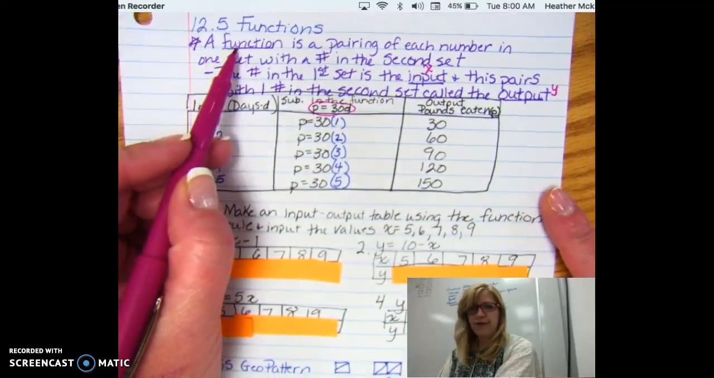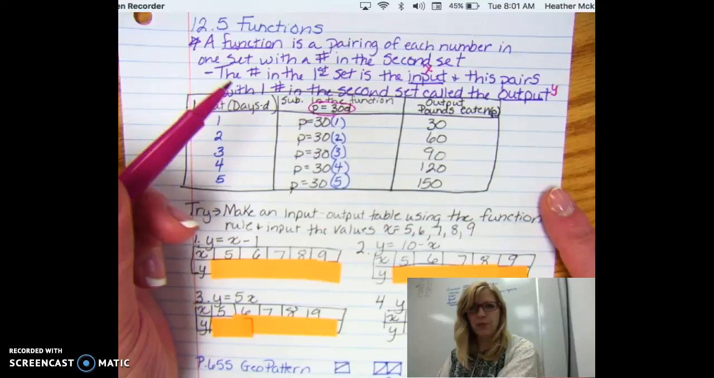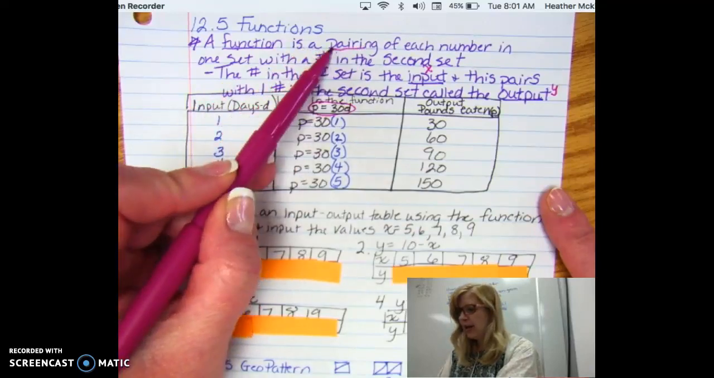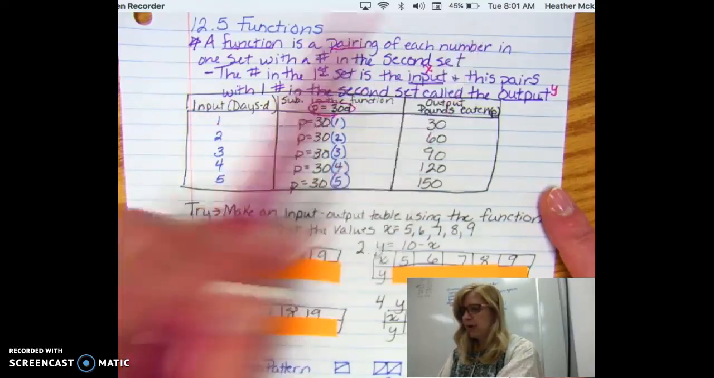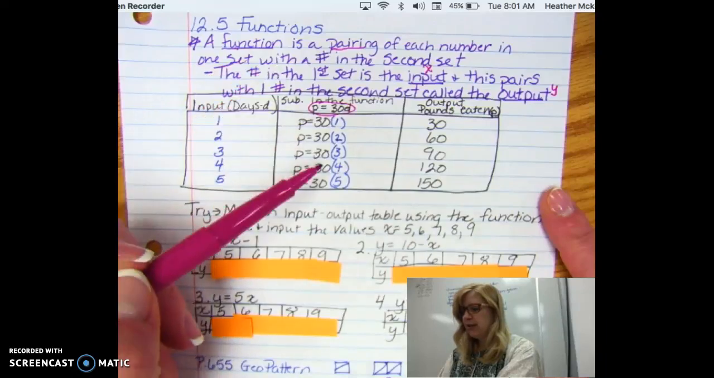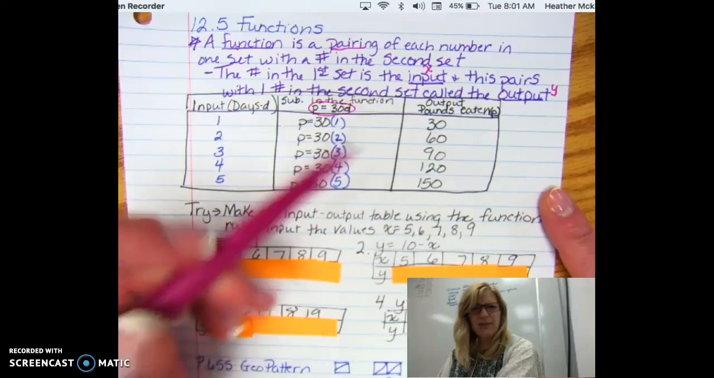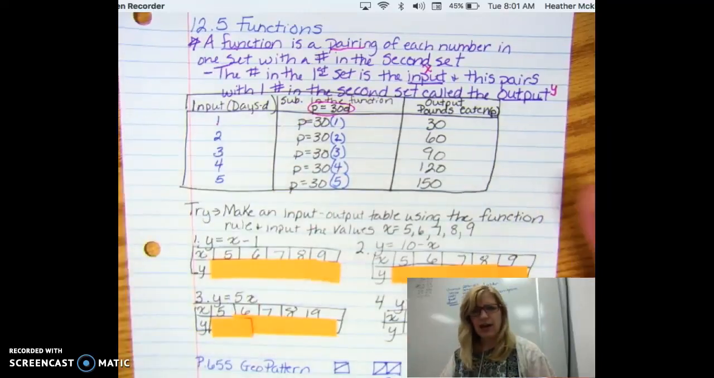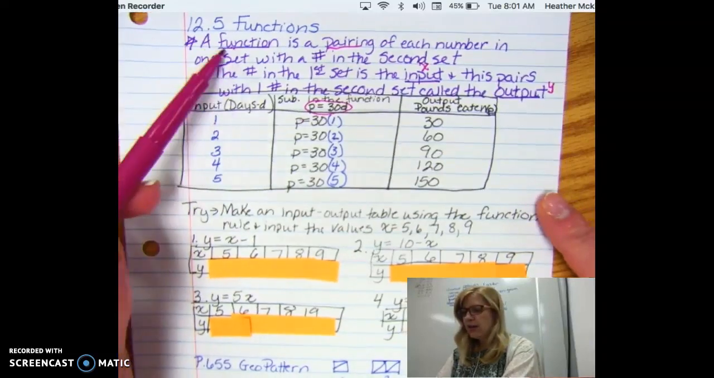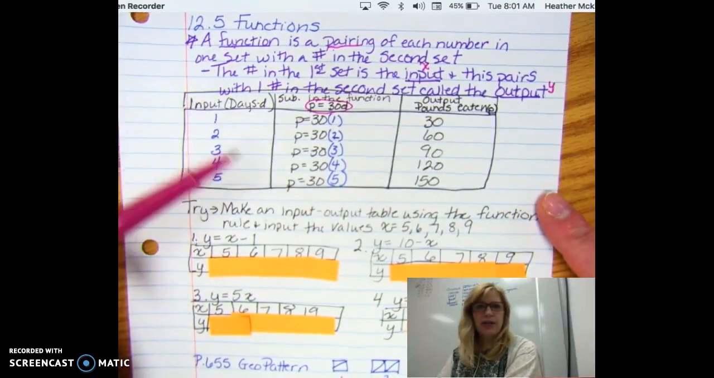So what is a function? Sounds like a funny math word. It is a pairing of each number in one set with a number in the second set. I know that may seem a little ominous in your head right now, and I will help make that clear. And basically what this is saying is it's an input-output.